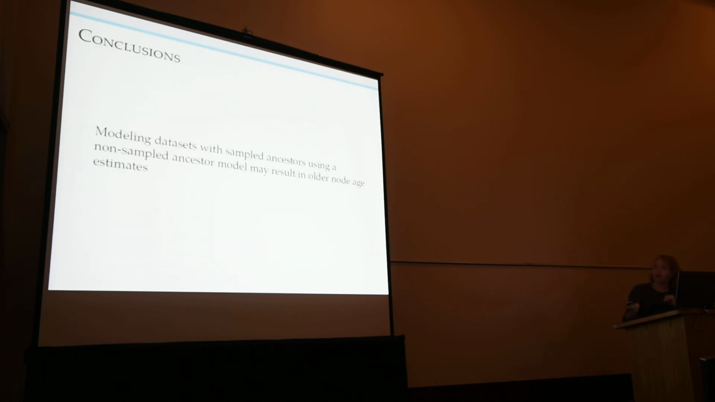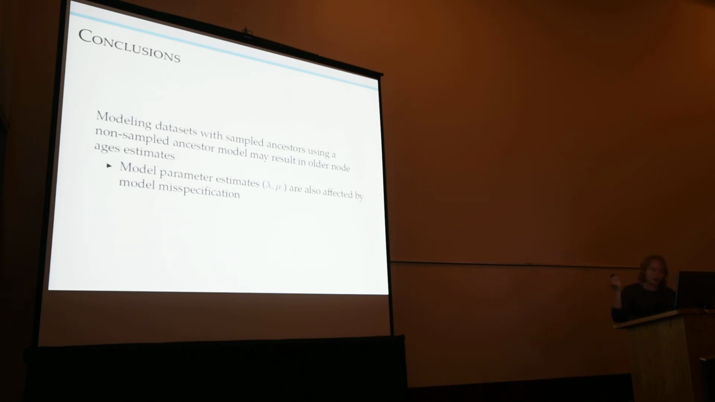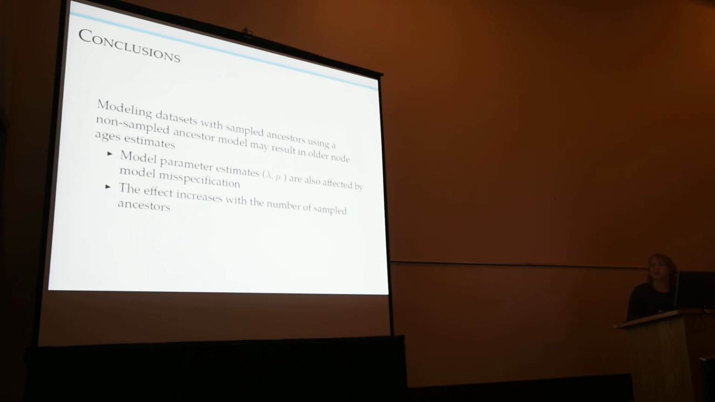All right, so what I want you to walk away with is that modeling data sets with sampled ancestors using a model that does not account for them can result in these kind of inflated node ages that you might have noted in the past. And if you're also trying to estimate any sort of model parameters, this can also be a big problem for those estimates. And this effect increases with the number of sampled ancestors.